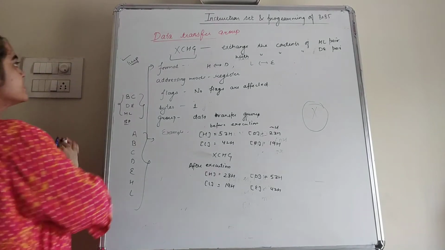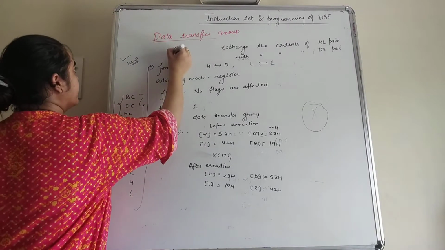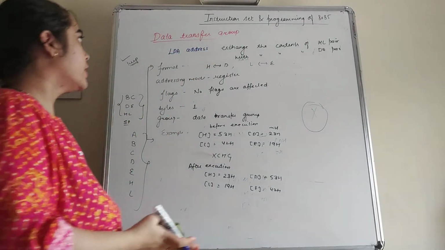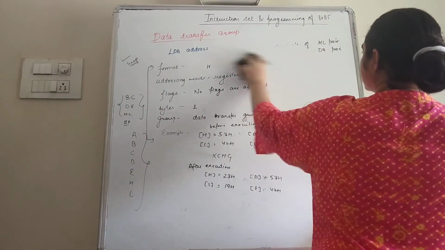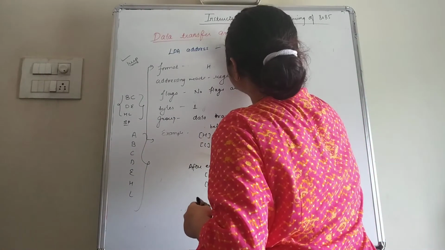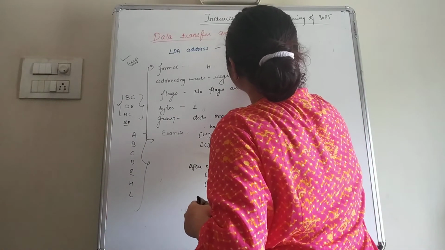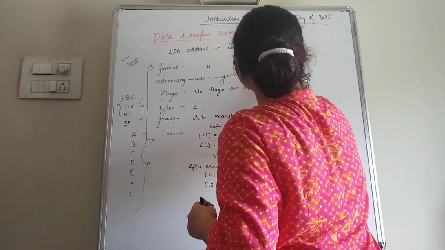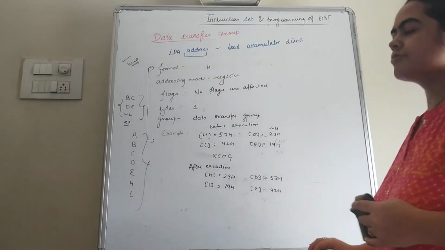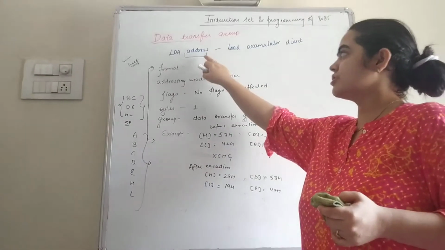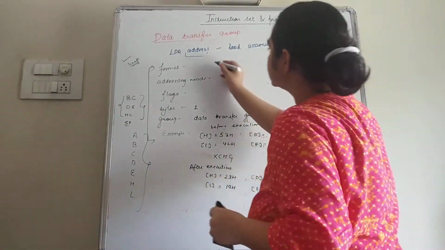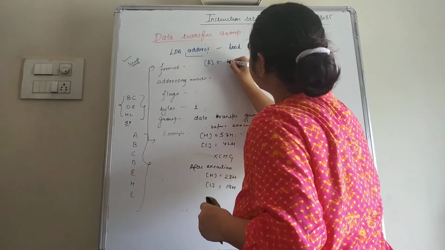Next instruction is LDA address. This instruction stands for load the accumulator direct. Here the address is directly given in the instruction. So we can say load accumulator direct. That means the contents that are in this particular address, which is specified in the instruction, will be loaded into the accumulator. The format of this instruction is the contents of the address.